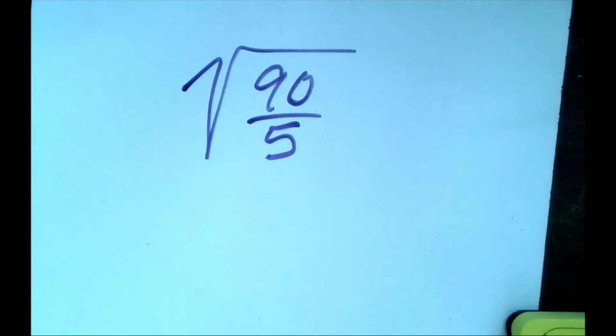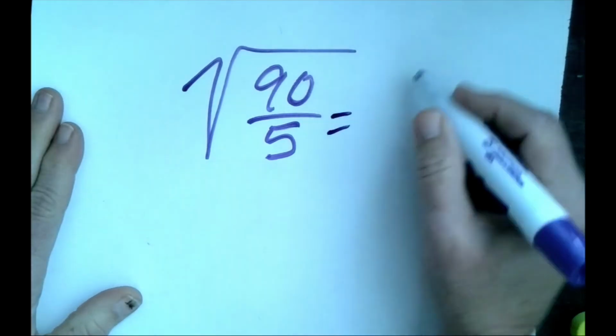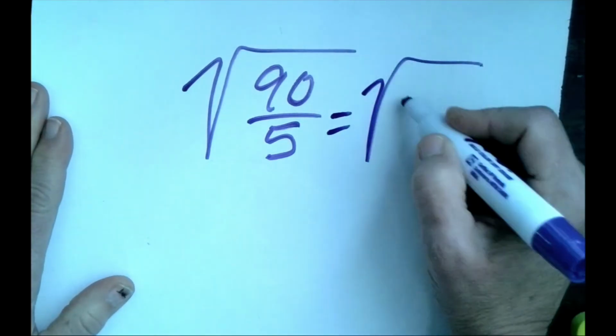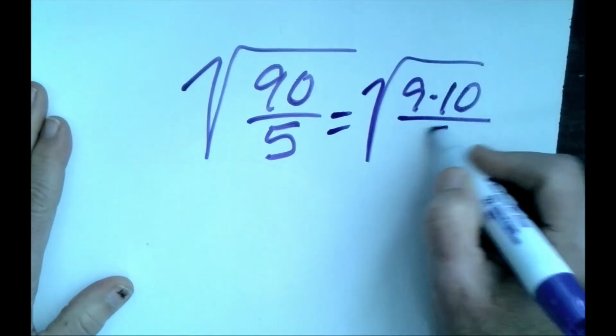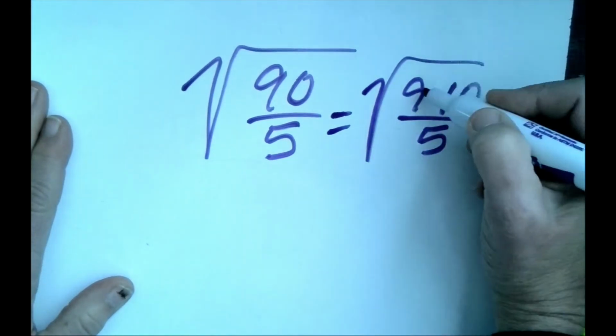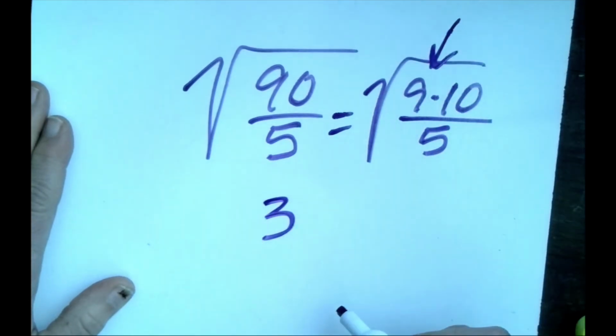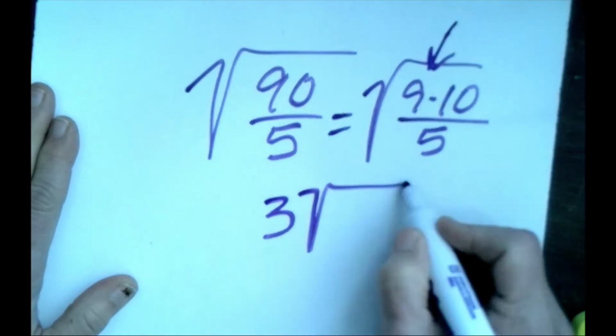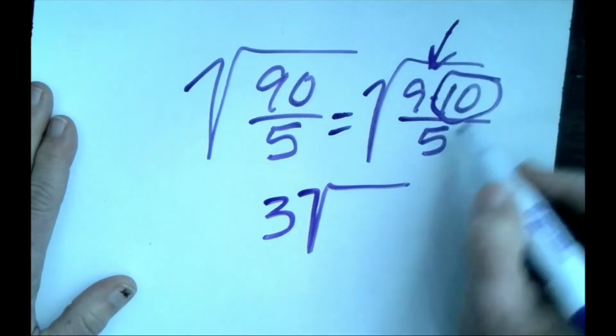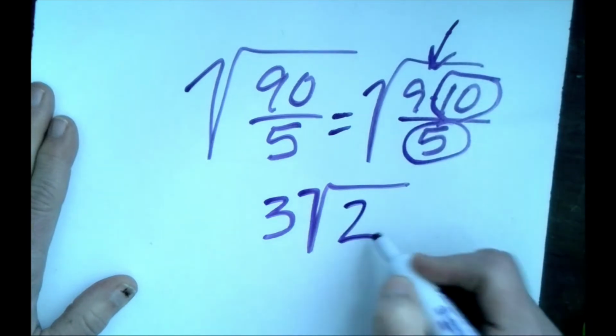In this example, 90 is not a perfect square and 5 is not a perfect square. So I suppose we could try to simplify 90 by factoring it to 9 times 10 divided by 5. We know that 9 is a perfect square, so we could take out the square root of 9, and we're left with then 10 in the numerator, 5 in the denominator. 10 divided by 5 is 2. That is one way you could do that problem.